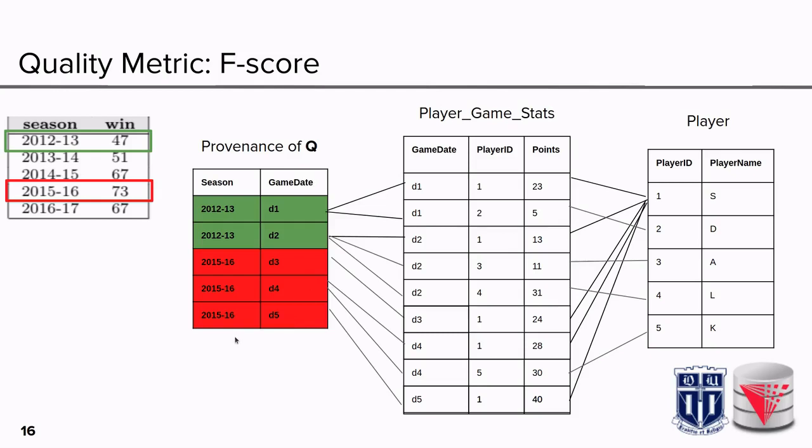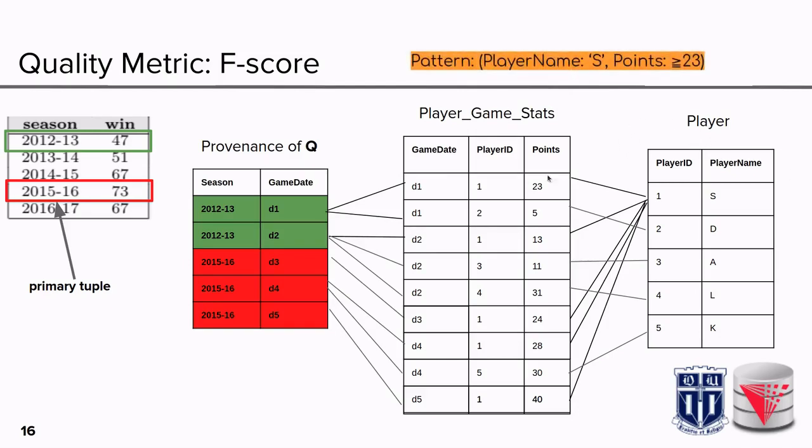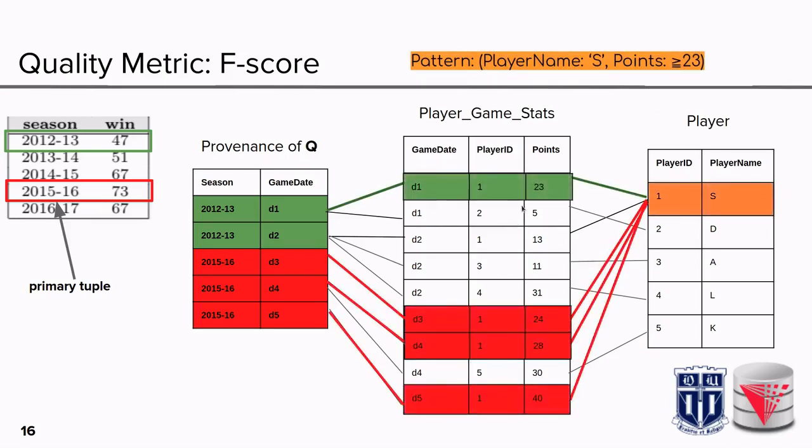To do so, we first select one of the 2 input tuples as the tuple of interest, which we call the primary tuple. In this case, we select 2015-16 as our primary tuple. Then, given the pattern candidate, we use recall to indicate the summarization ability of the pattern candidate and precision to indicate the level of differentiation between the primary tuple and the other tuple. Now, given player equals S and points greater than or equal to 23, the coverage of the pattern in the APT is highlighted in their respective colors.